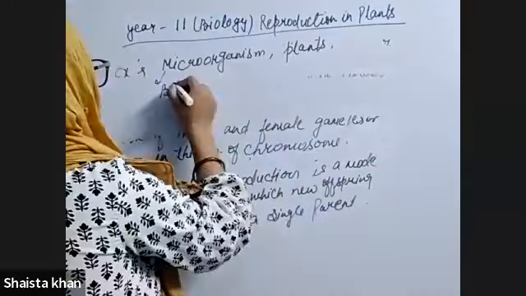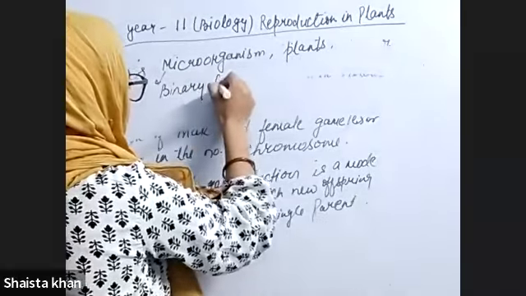The reproduction happens by binary fission. Binary fission is an example.